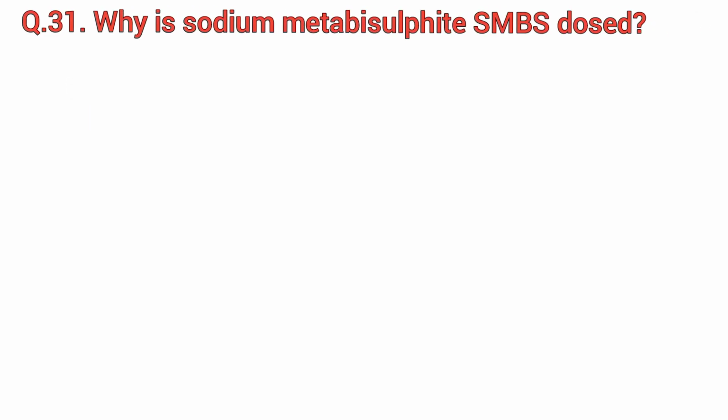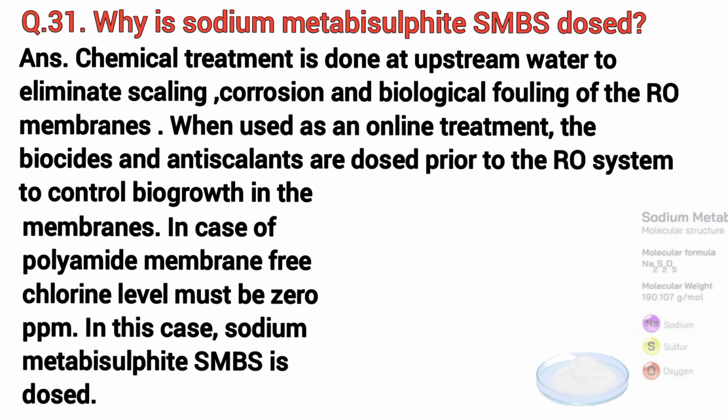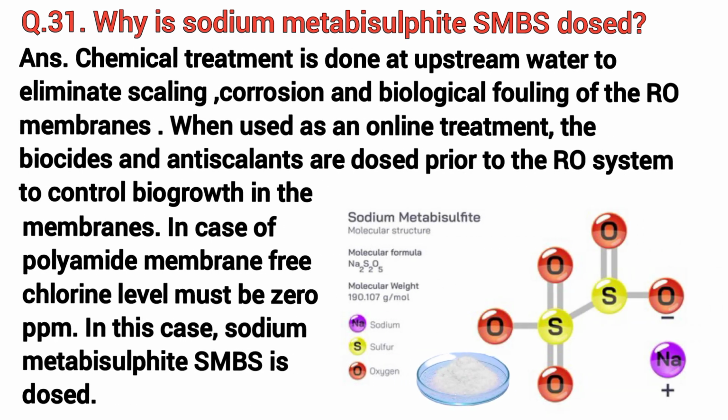Why is sodium metabisulfite (SMBS) dosed? Chemical treatment is done at upstream water to eliminate scaling, corrosion and biological fouling of the RO membranes. When used as an online treatment, the biocides and antiscalants are dosed prior to the RO system to control biogrowth in the membranes. In case of polyamide membrane, free chlorine level must be 0 ppm. In this case, sodium metabisulfite (SMBS) is dosed.